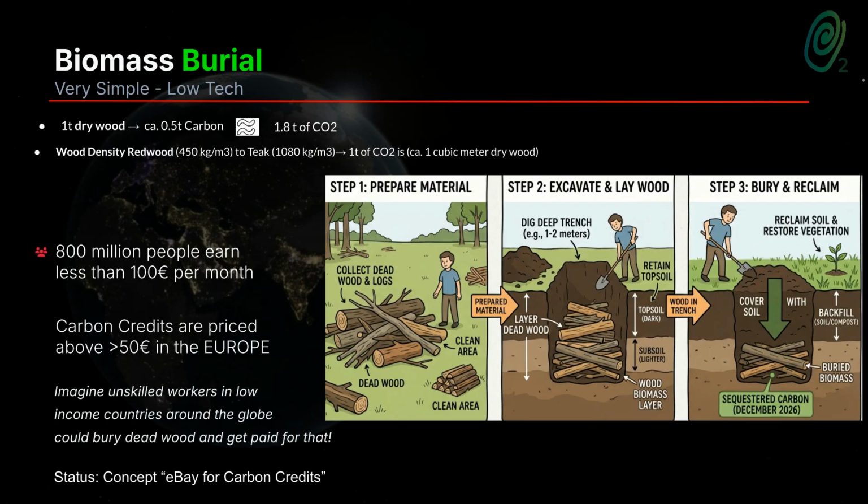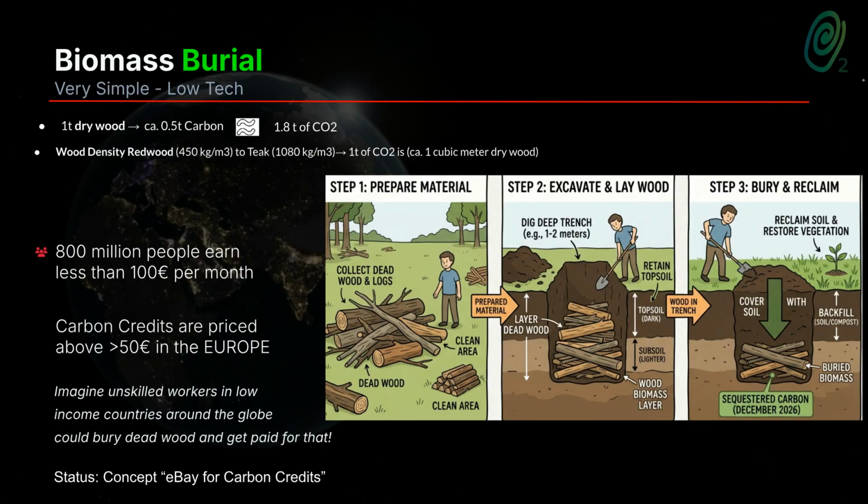Just to give you some perspective, a ton of dry wood is something like 0.5 tons of carbon, which is like 2 tons of CO2. Of course, it depends on wood density, but very roughly, 1 cubic meter of dry wood is something like a ton of CO2.